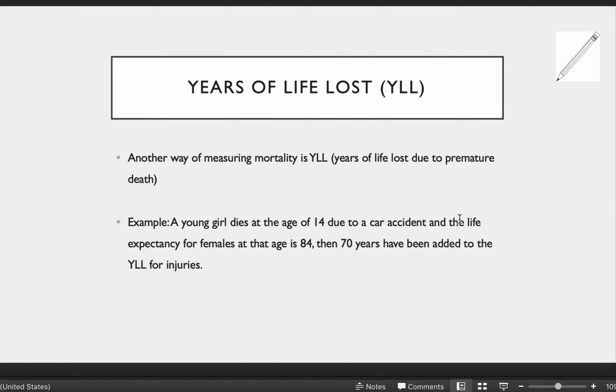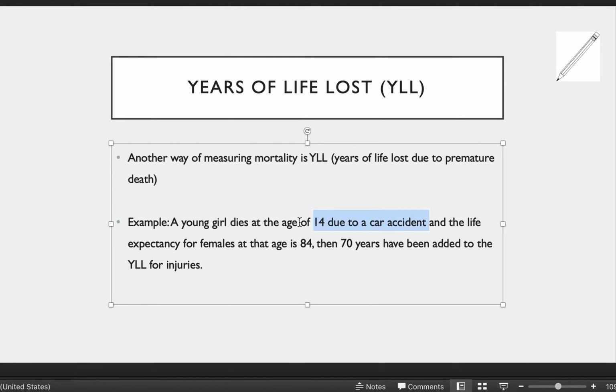Now, in this example here, if a young girl was to pass away at the age of 14 due to a car accident, that's not something that we expect. It's a very sad situation. And what's actually happened here is that that young girl at the age of 14 is expected to live to 84 years old. She's actually lost 70 years of what was expected of her life.